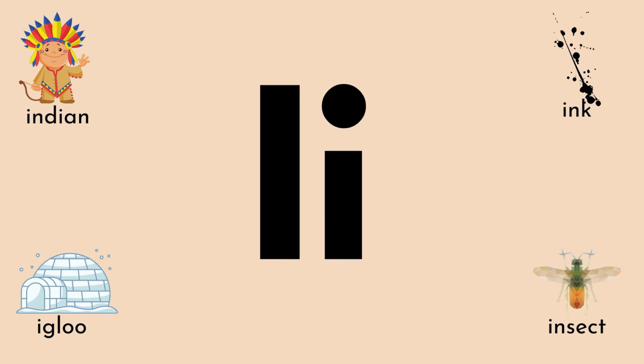Letter I. The sound is E. Say E, like Indian, ink, igloo, insect.